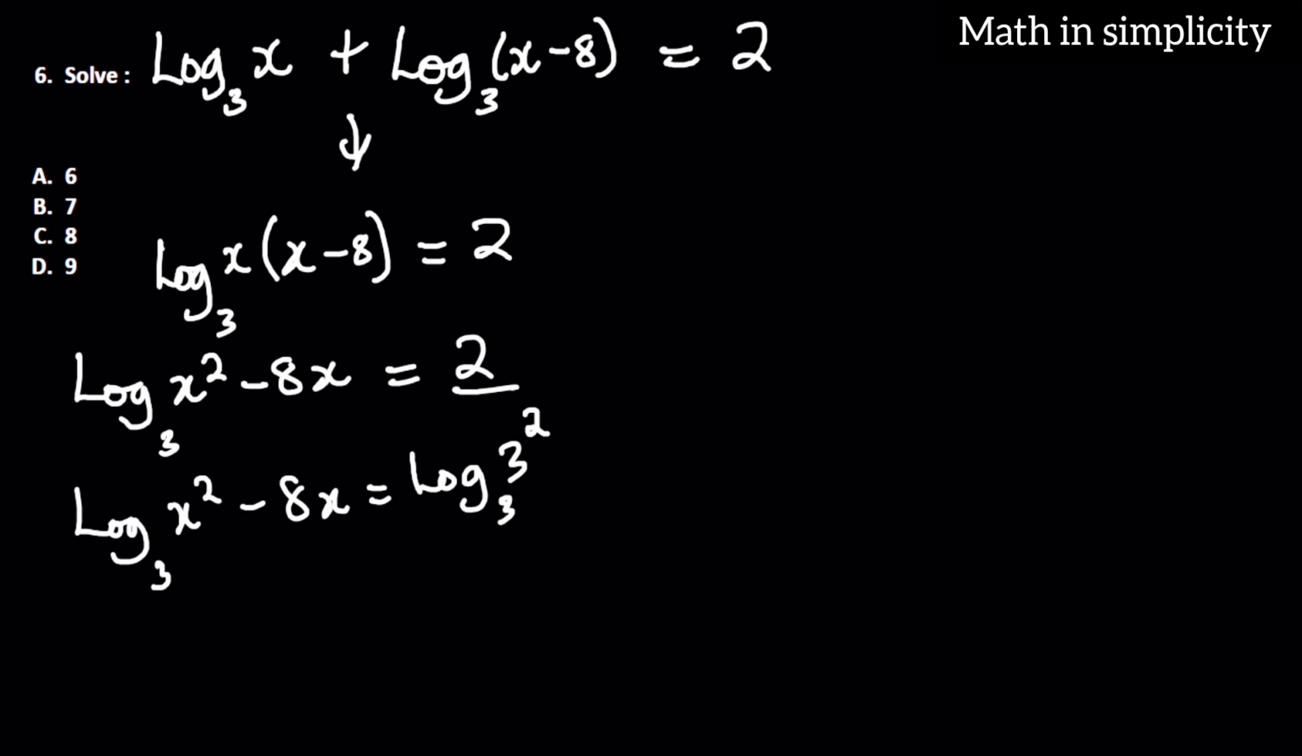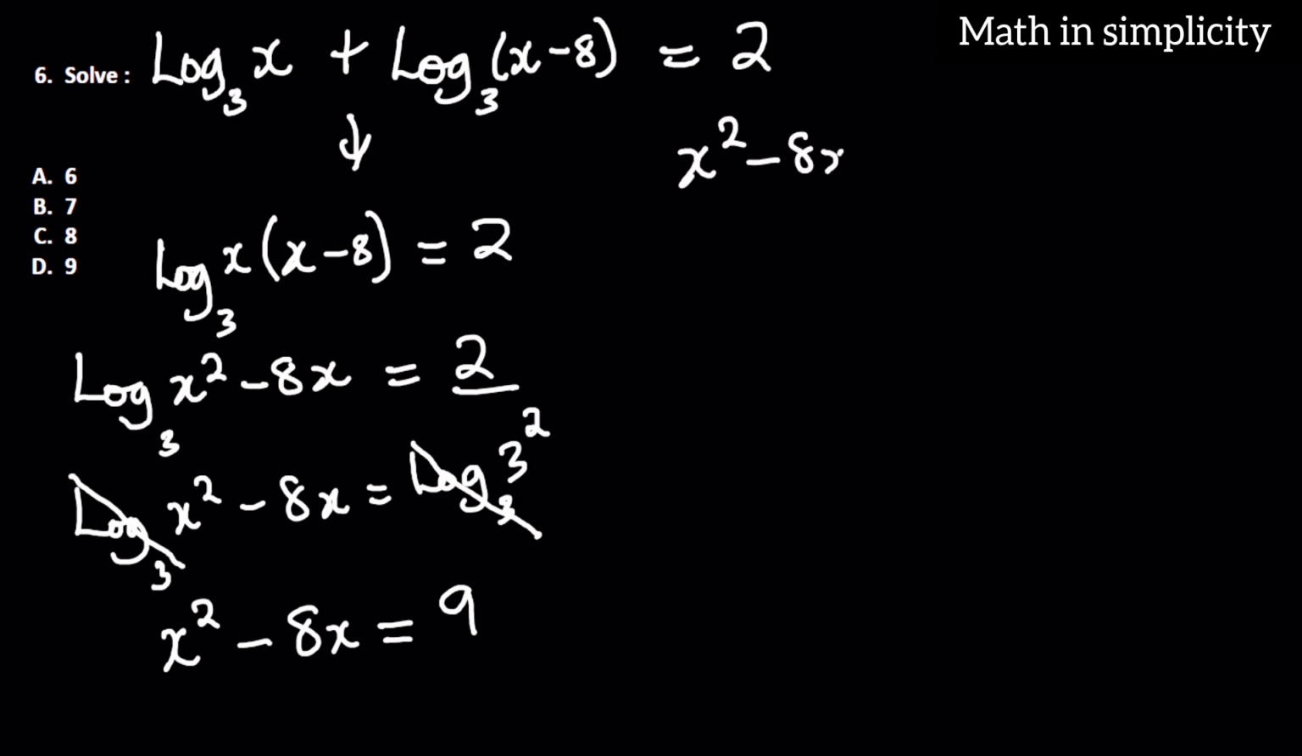Alright, so finally log 3 can cancel log 3 because they are the same on both sides of the equation. So we have x squared minus 8x equal to 3 squared, which is 9. If we move 9 to the other side, it becomes a quadratic equation: x squared minus 8x, and positive 9 crossing the equality sign becomes negative 9, with everything equated to 0.